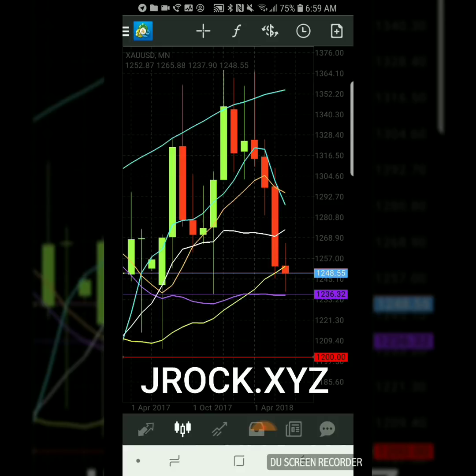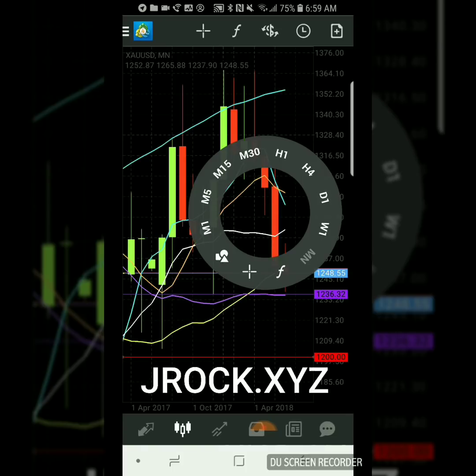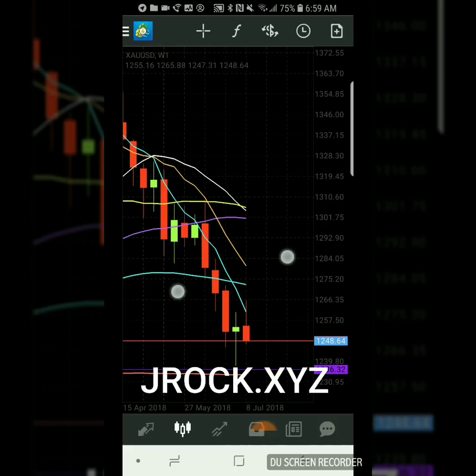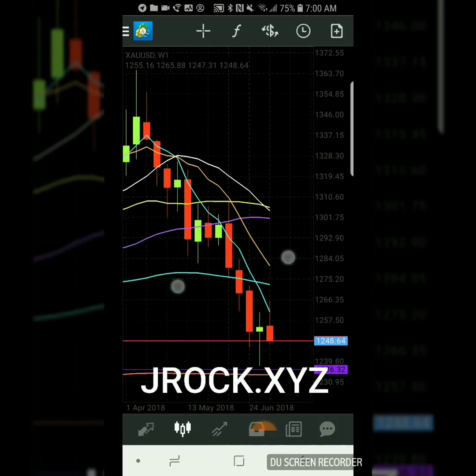You see the purple line down here, that's my 50 period moving average. And I put a horizontal purple line going across the screen right there at the 50 period moving average, 1236. So you can see when I go to the next time frame, which is the weekly time frame, there it is down there, and it's almost where the 200 week moving average is at.